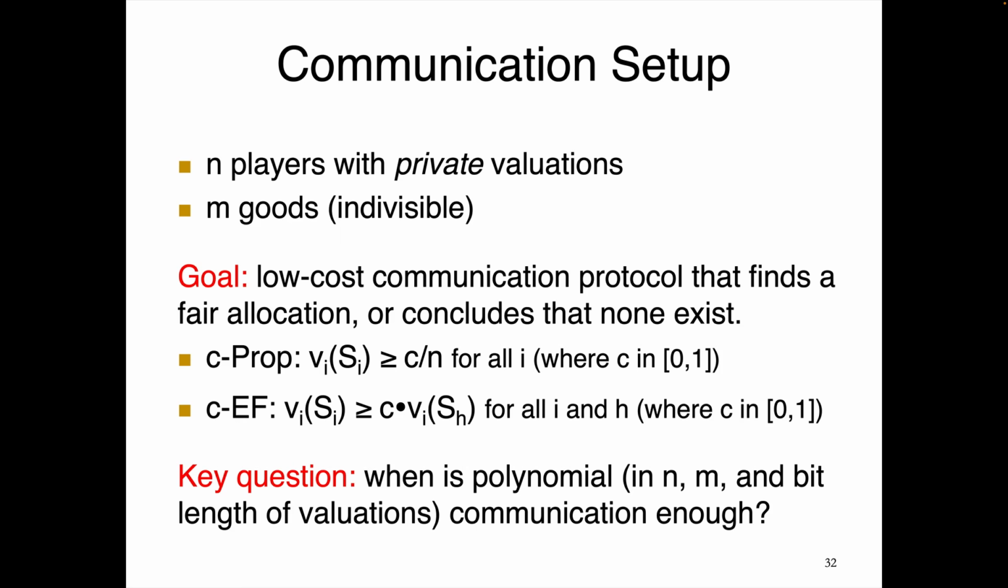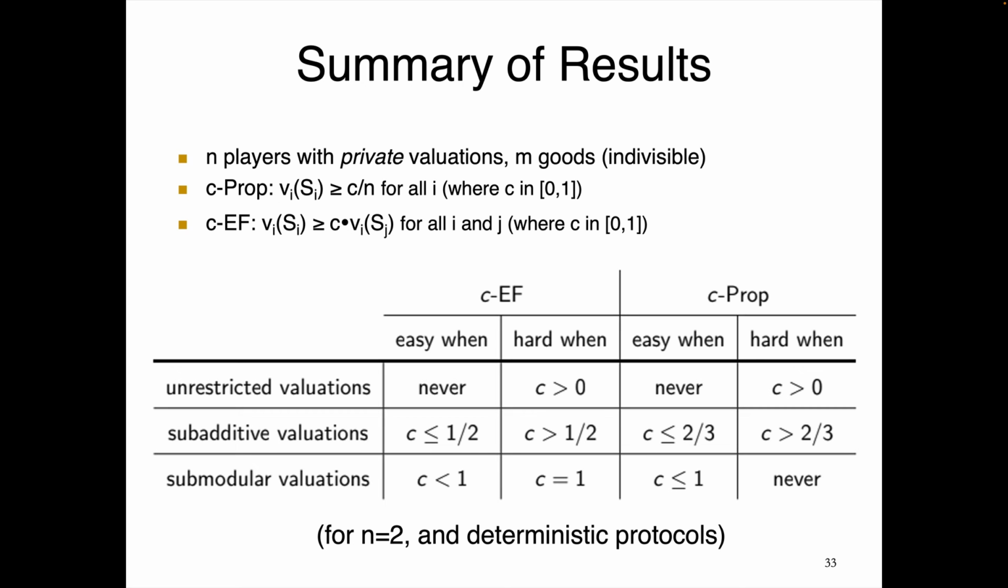The answer to this question is going to depend on a lot of things. It's going to depend on how many players you have. It's going to depend on which of these two properties you choose. It's going to depend on what value of C you want, and it's also going to depend on the valuation class that you're looking at. So let me just hit you with a table that summarizes some of the results. This whole table is about the case of 2 players and deterministic protocols. We think about the other cases as well, but this is where almost all of the action is.